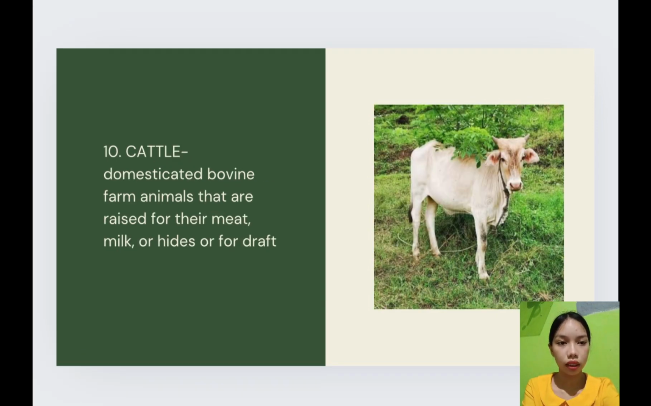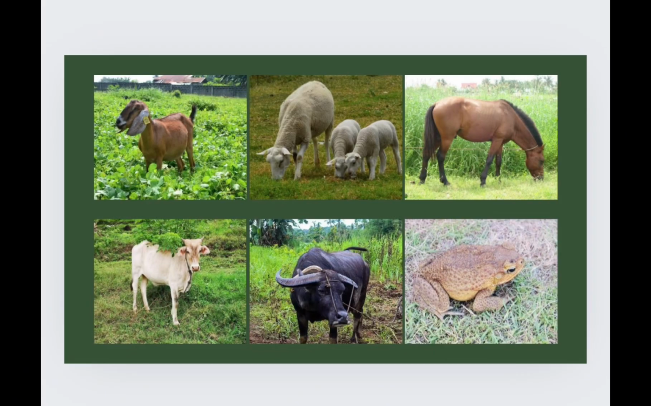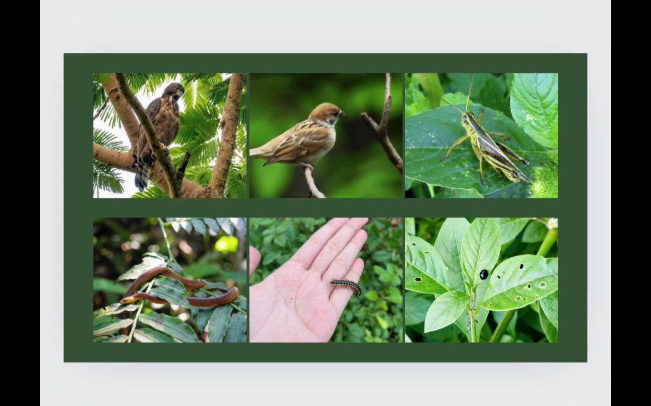Number 10 is cattle. Domesticated bovine farm animals that are raised for their meat, milk, or hides, or for draft purposes. They can survive in any habitat with enough vegetation, and grassland is an area with vegetation. Here is some sample fauna in the grassland ecosystem. We have land animals and air animals.